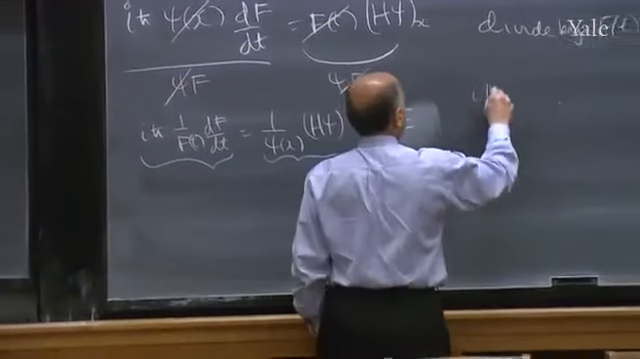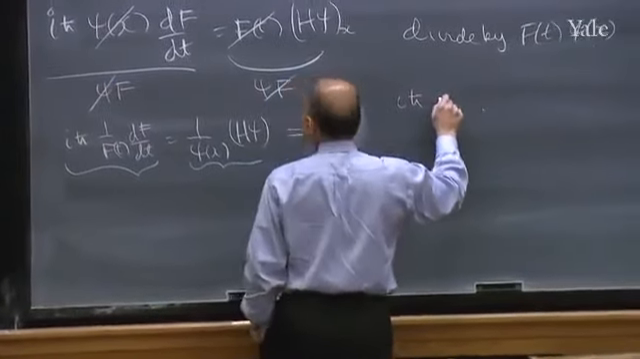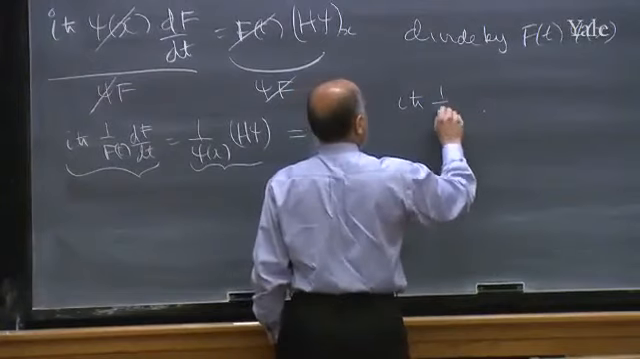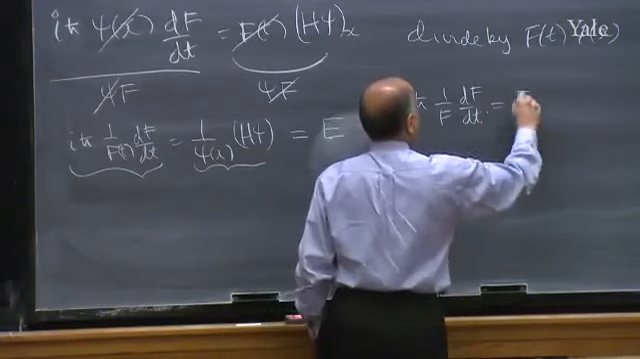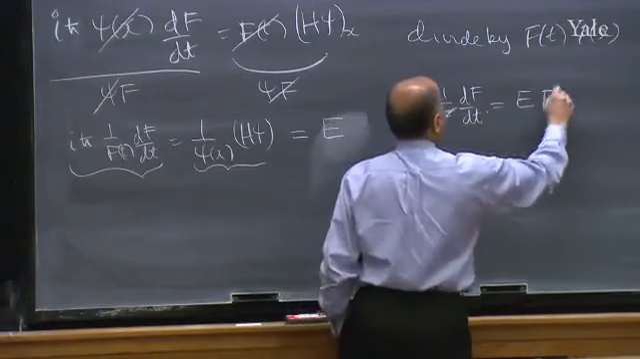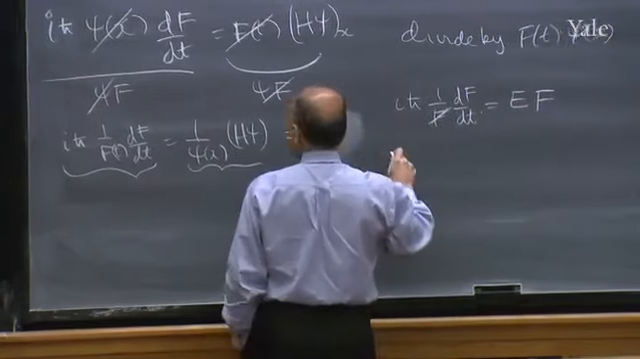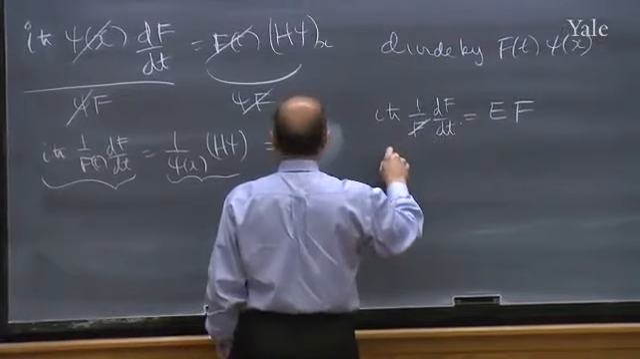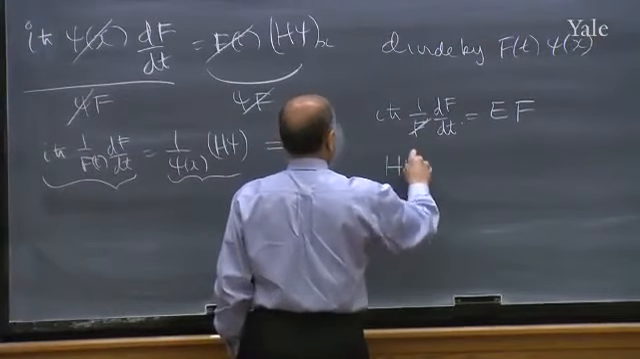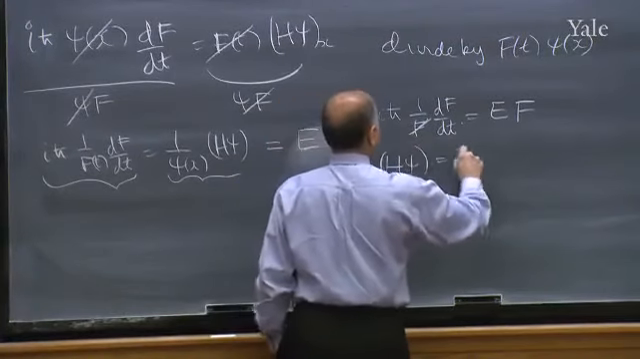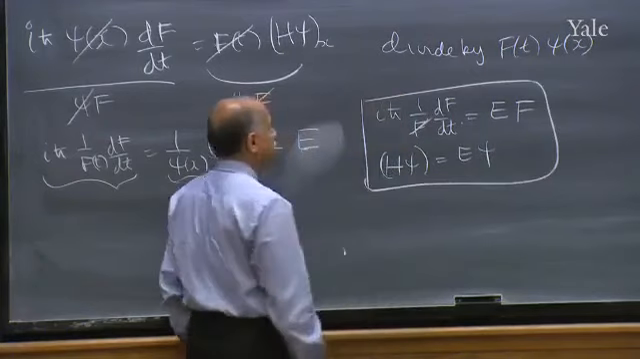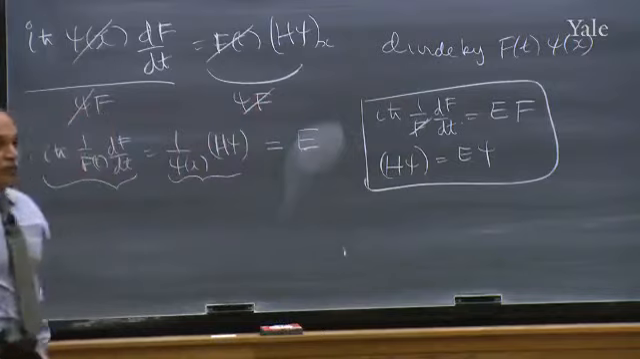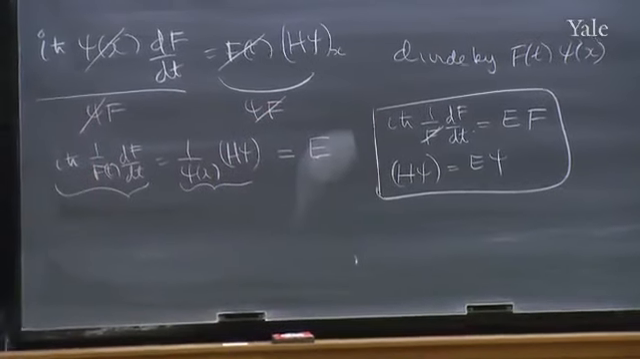So one of them says iħ (1/f) df/dt equals E. So let me bring the f here. The other one says Hψ is equal to Eψ. These two equations, if you solve them, will give you the solution you're looking for.